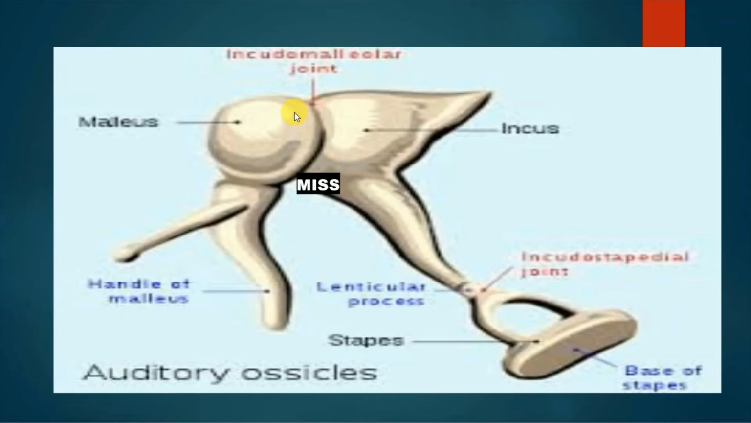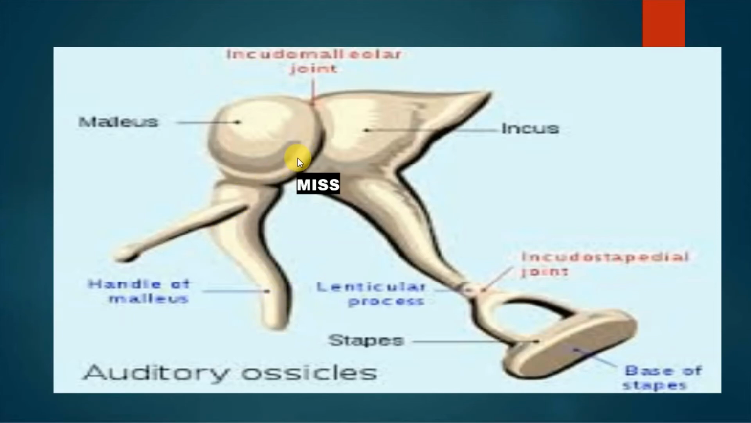Now, we are going to discuss the auditory ossicles. These are the smallest bones in the human body. There are three auditory ossicles. We have the malleus, the incus and the stapes. This is the handle of malleus. During the external anatomy, I told you that when we flash a light through the external auditory canal, we'll see the handle of malleus.